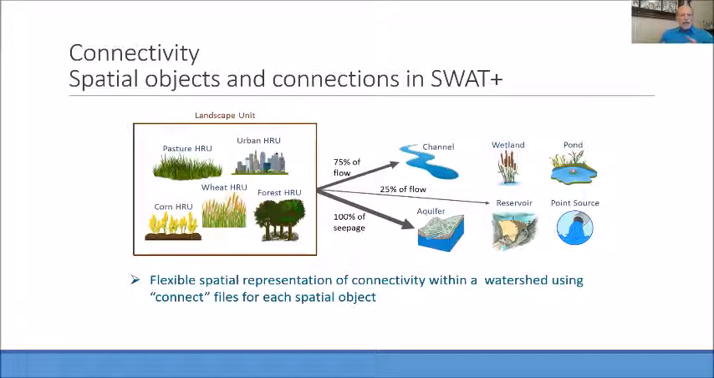We have a connect file for each object. So we can say this field, the tile flow from the field can go directly to a wetland. The surface runoff, 50% can go to a channel. The other 50% runs off overland. So just a lot more flexibility in SWAT Plus than what we had in SWAT.